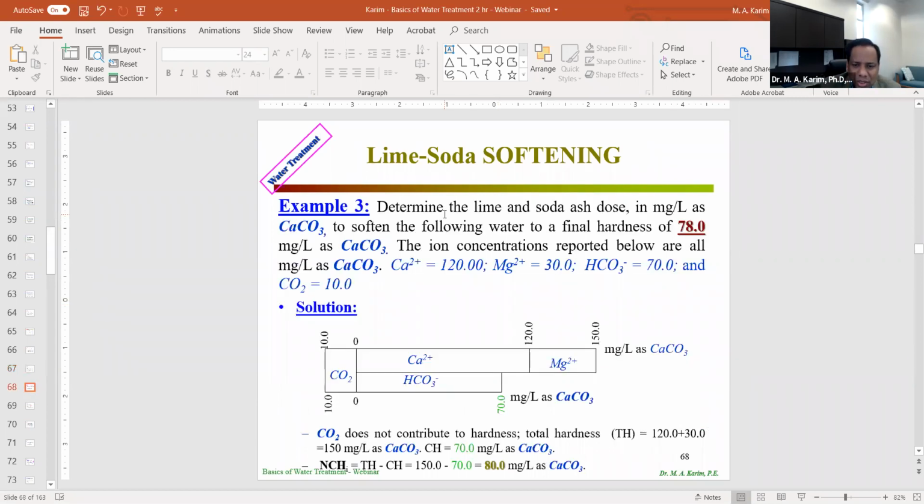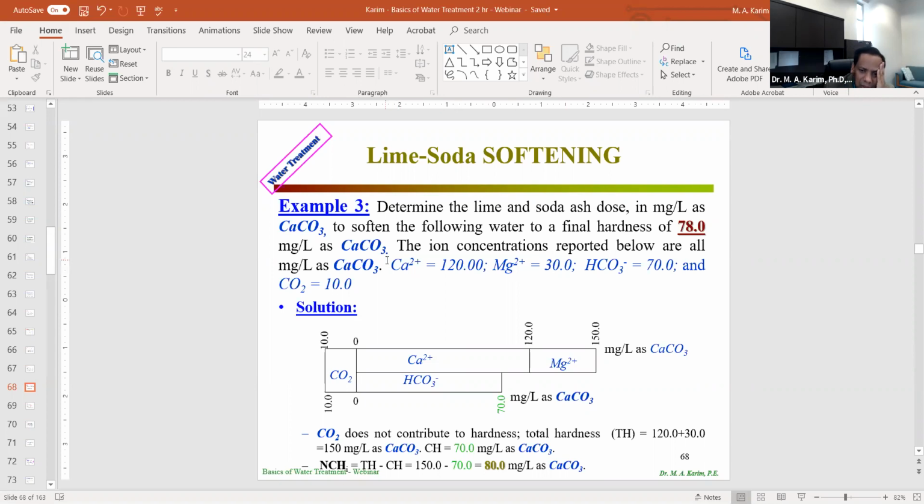Okay, so now let's try to solve this problem. We'll be trying to find the amount of lime and soda to bring down the hardness of the water. So we have a water, and we would like to bring down the final hardness to 78.0 milligram per liter as calcium carbonate. The ion concentrations recorded below are all in milligram per liter as calcium carbonate.